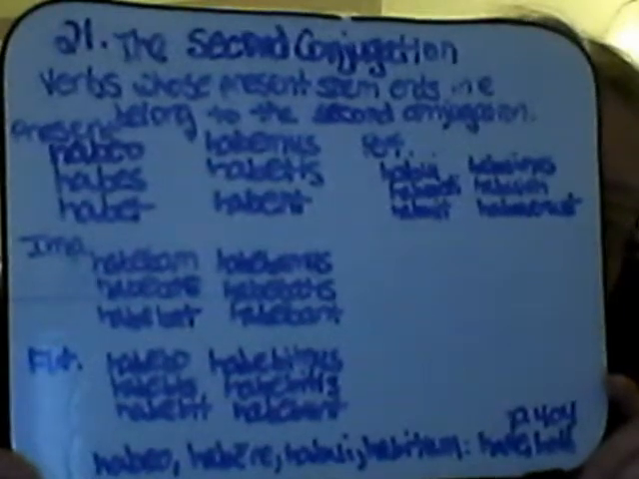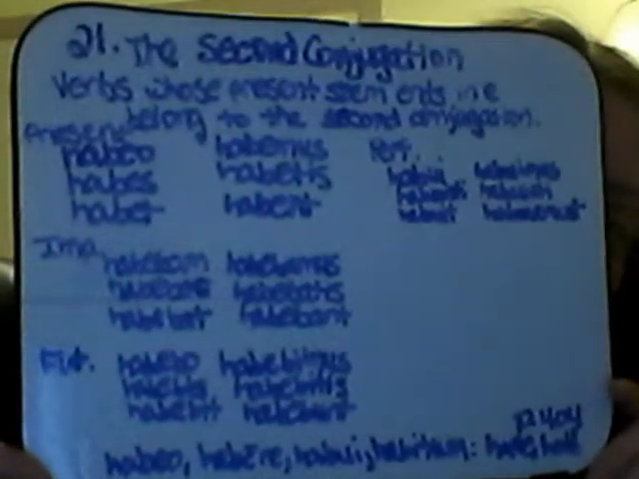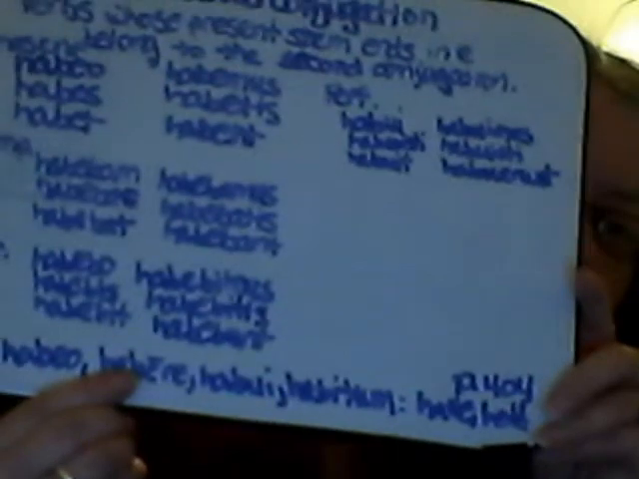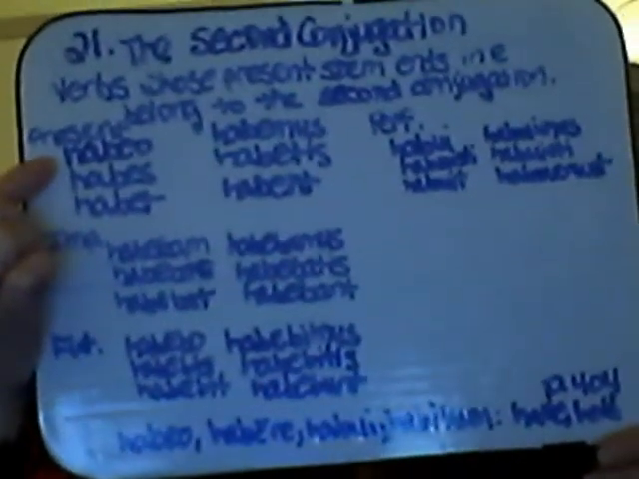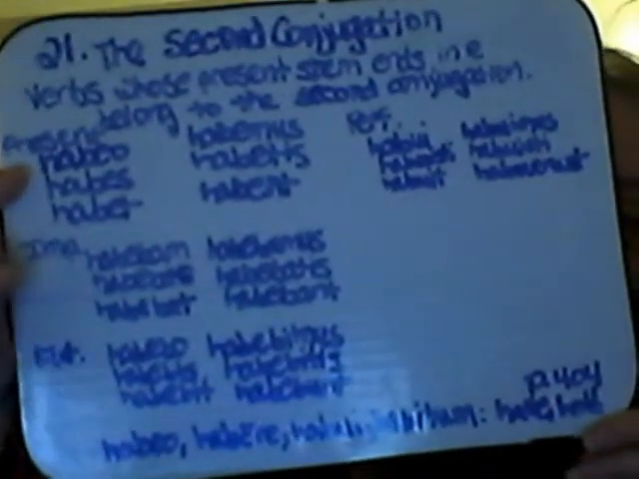And it's pretty straightforward. You use habeo, you take the second principal part, habere, and you take off the re and you have your stem. So you have habeo, habes, habet. Just add your endings: habemus, habetis, habent.